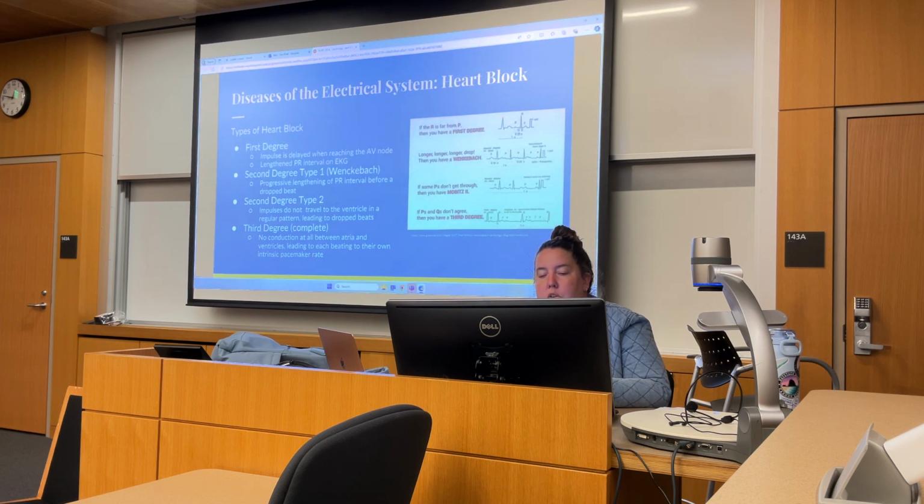Third degree is known as complete heart block, and that is when there's no conduction at all between the atria and the ventricles. So they are each beating to their own intrinsic pacemaker rate. So the atria are beating somewhere between 60 and 100 beats per minute, and the ventricles are beating between 40 and 60 beats per minute. And so your EKG is going to be all over the place because they're just not communicating with each other at all.